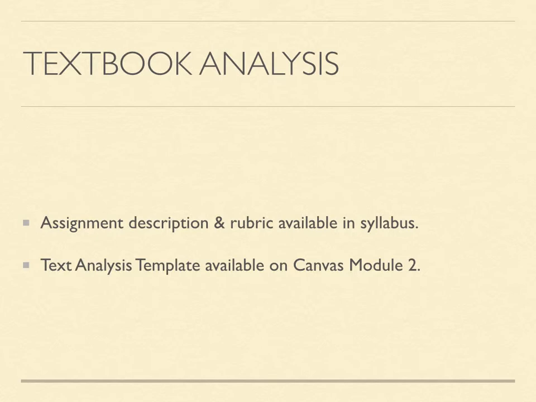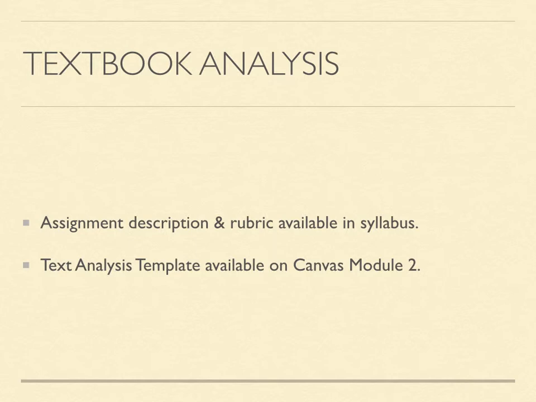Okay, so there's an assignment description and a rubric available in the syllabus. There's also a rubric on Canvas in Module 2 so that you can use that as well. There's also the piece that will help you out the most, which is a template for this assignment. And within that template, it asks you to complete several steps in text analysis.